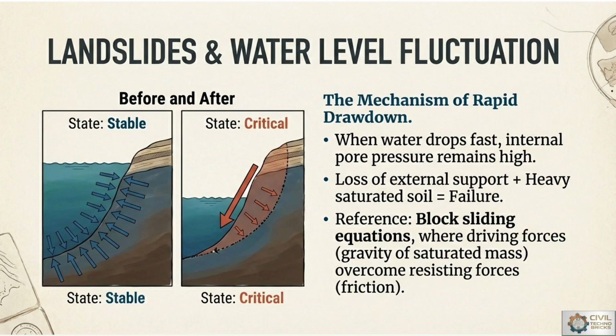When water drops fast, internal pore water pressure remains high. Due to the loss of external support plus heavy saturated soil, it fails. External water support decreases suddenly during rapid lowering of the reservoir level. Rapid drawdown creates dangerous instability conditions. Reservoir slopes may remain stable during steady water conditions. The difference between driving and resisting force may cause landslides.